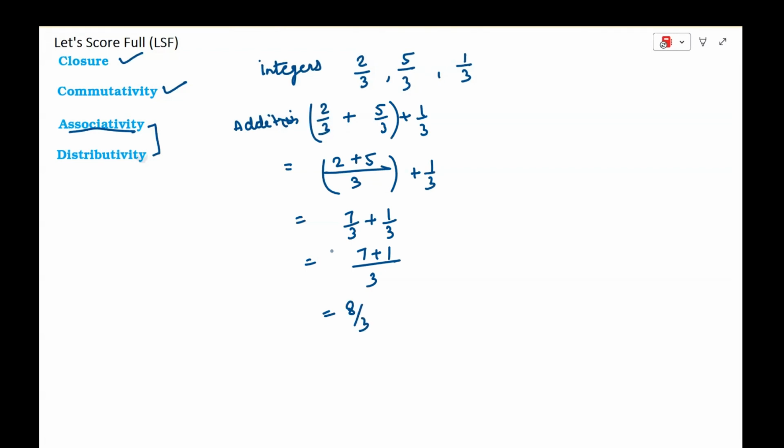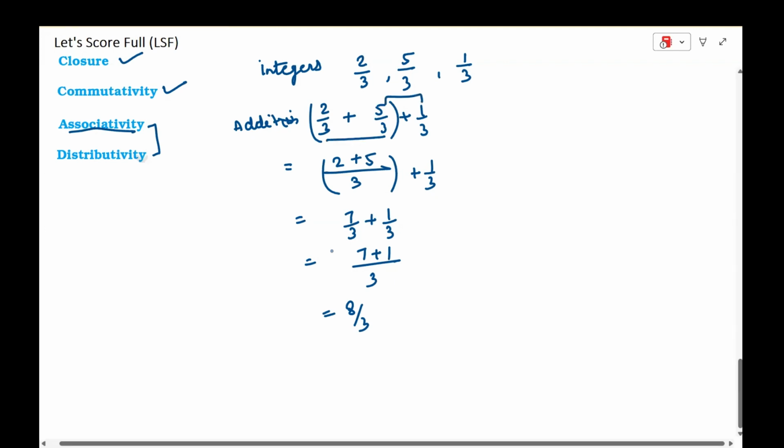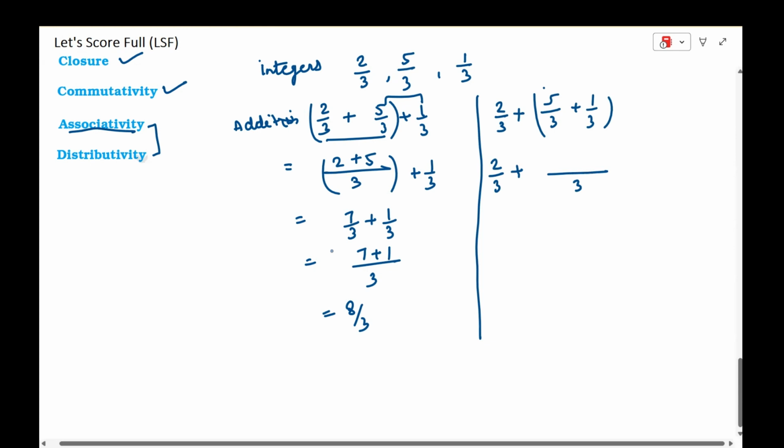Now, let's associate some other two. Here, I have associated the first two. Now, associate the last two. So, in this case, it will be 2 by 3 plus the bracket of 5 by 3 and 1 by 3. Here, I'm associating the last two, which means the one in the bracket will get solved first according to BODMAS. Denominator is same, so it's 5 plus 1. The answer will be 2 by 3 plus 6 by 3. And as again the denominator is 3, it will be 2 plus 6, which is 8 by 3.